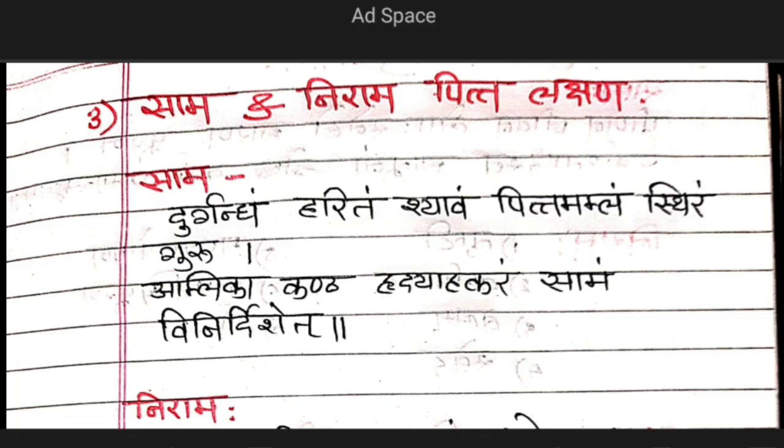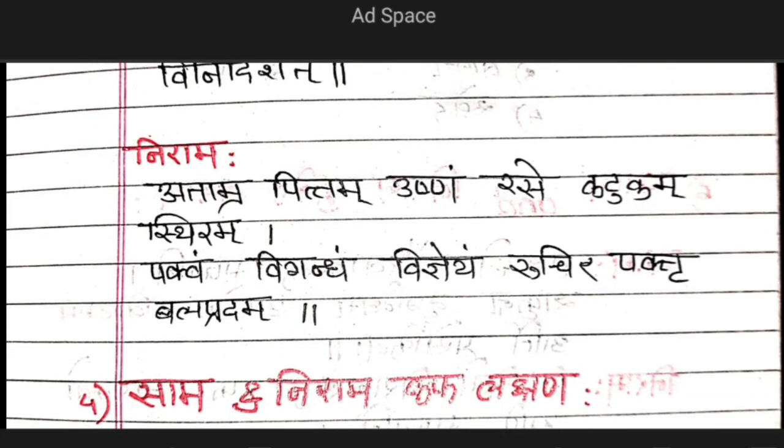Word by word meaning. Durgandha means foul smell. Haritam Shavam Varna: Harita is green, Shava Varna means black color. Amlarasa, what is Amlarasa? Sour taste. Sthiram, static. Guru, heavy. Amlika, sour eructation. Kantha Hridaha Karam, burning sensation in the throat and cardiac region. These are the symptoms of Sama Pitta.